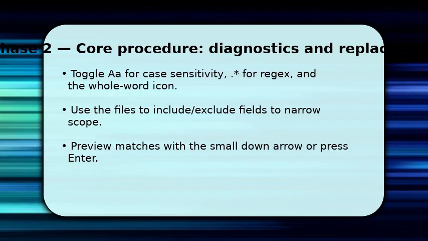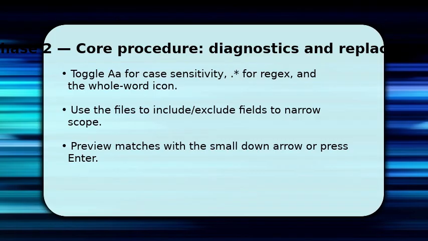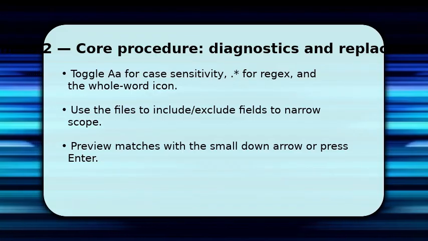Once done, narrow scope. Set files to include or exclude, or select the folder from Explorer so you don't change unrelated files. Preview matches in the results list. You can expand file entries to inspect each hit before acting. This step prevents accidental global edits and keeps replacements predictable.